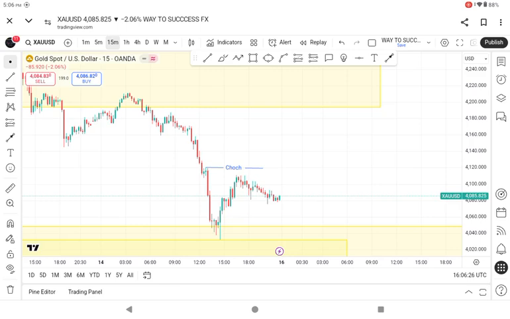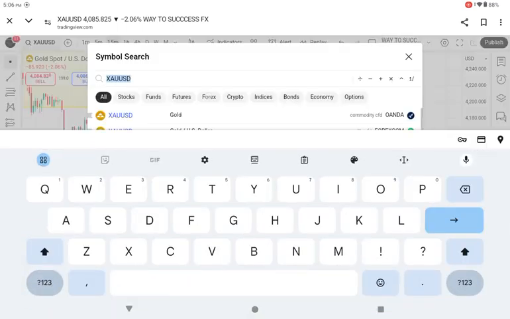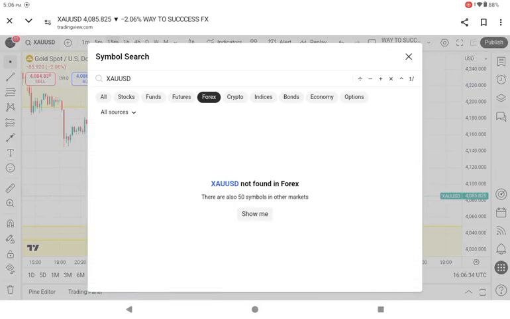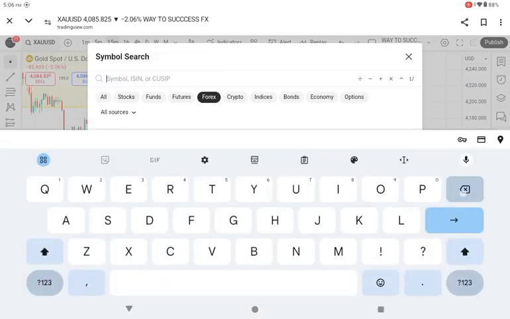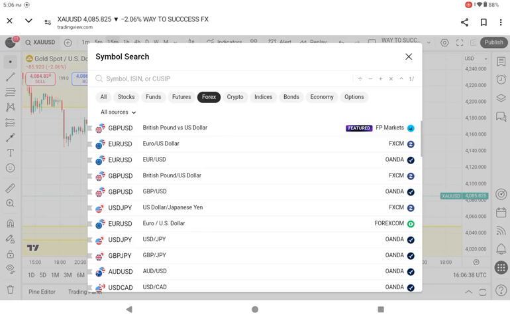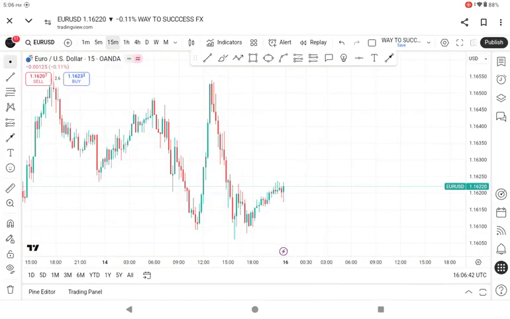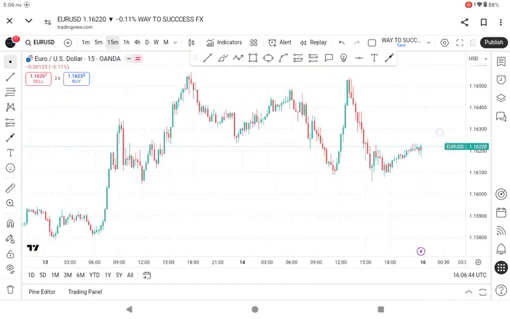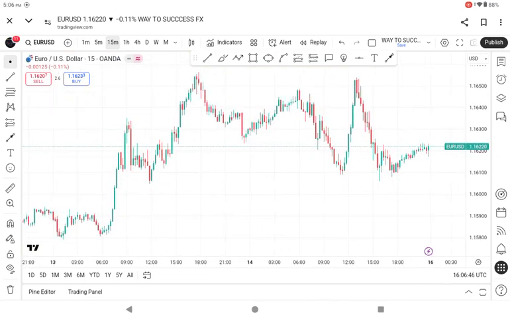So now let's go down to Euro USD. So here in Euro USD, let's start from the monthly.